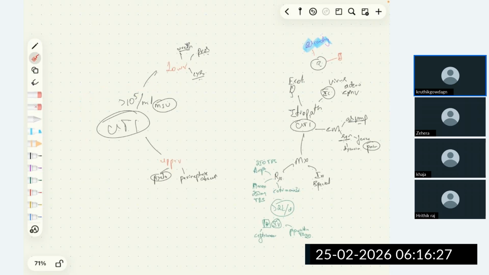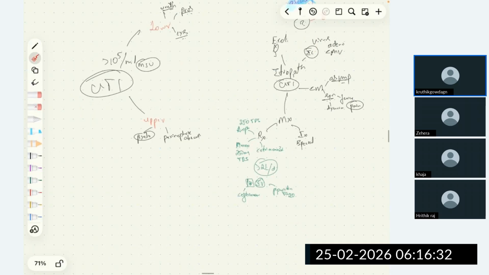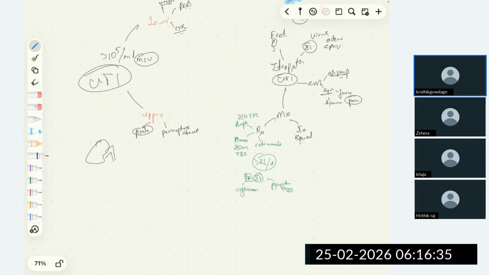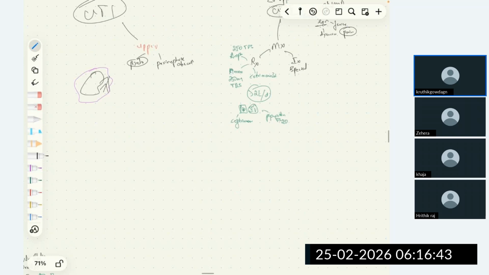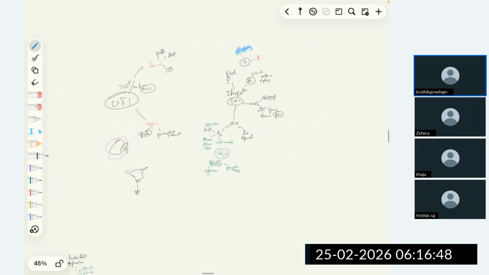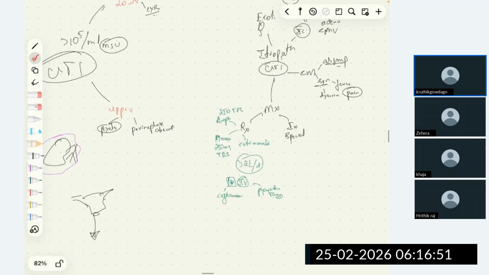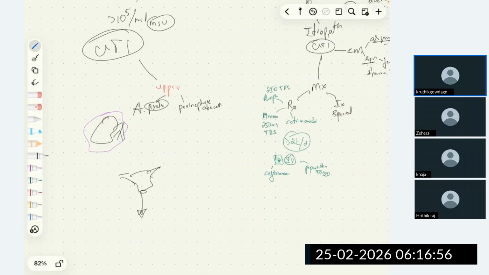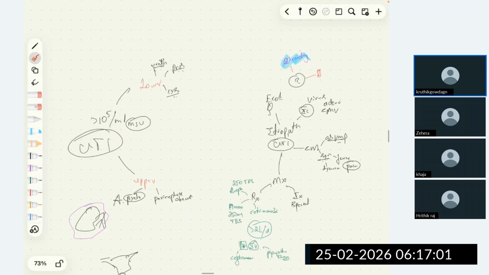It can be upper urinary tract infection or lower urinary tract infection. Upper urinary tract infection includes the kidney up to this point, that is, up to the pelvis. And lower urinary tract infection includes the bladder and structures below it. Under upper urinary tract infection, we have pyelonephritis and perinephric abscess. Acute pyelonephritis, we discussed extensively yesterday. Under lower urinary tract infections, we have cystitis, prostatitis, and urethritis.